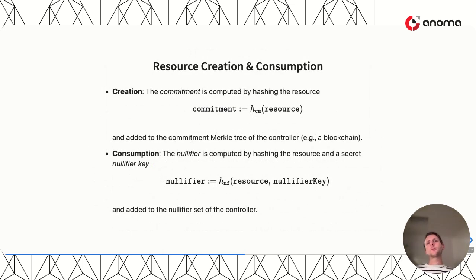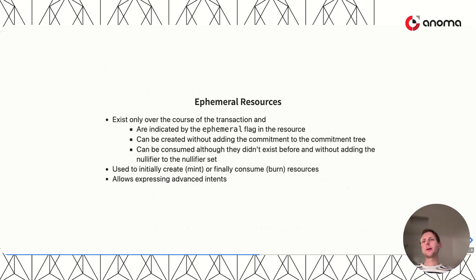Right, so this is creation and consumption, and ephemeral resources are resources that are indicated by the ephemeral flag in the resource being set to true. If this is the case, you don't need to create this resource in order to consume it. And also you don't need to add the commitment to the commitment tree or the nullifier to the nullifier set. This is important when you, for example, initially create resources or you want to finally consume resources. You can think of it as minting and burning resources.